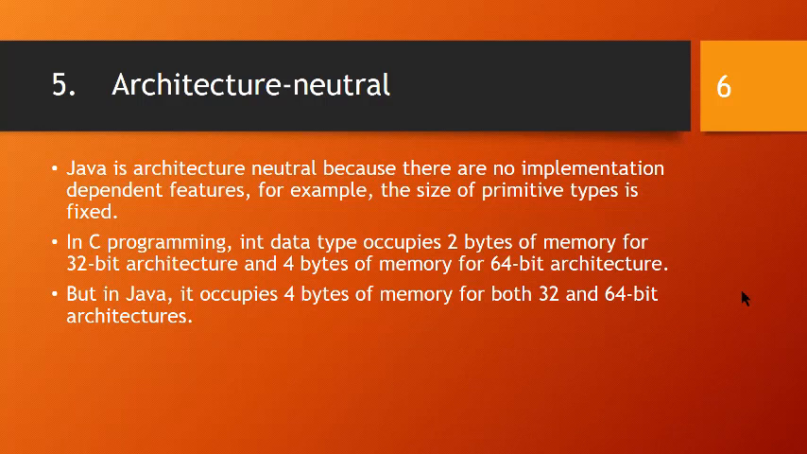So, in C programming, the integer data type occupies 2 bytes of memory for 32-bit architecture and 4 bytes of memory for 64-bit architecture. But in Java, it occupies only 4 bytes of memory for both 32 and 64-bit architectures. So, Java is architecture neutral. No matter if you are using a 32-bit operating system or a 64-bit operating system, it does not affect the use of Java. It will always give you the same size of memory in both architectures.